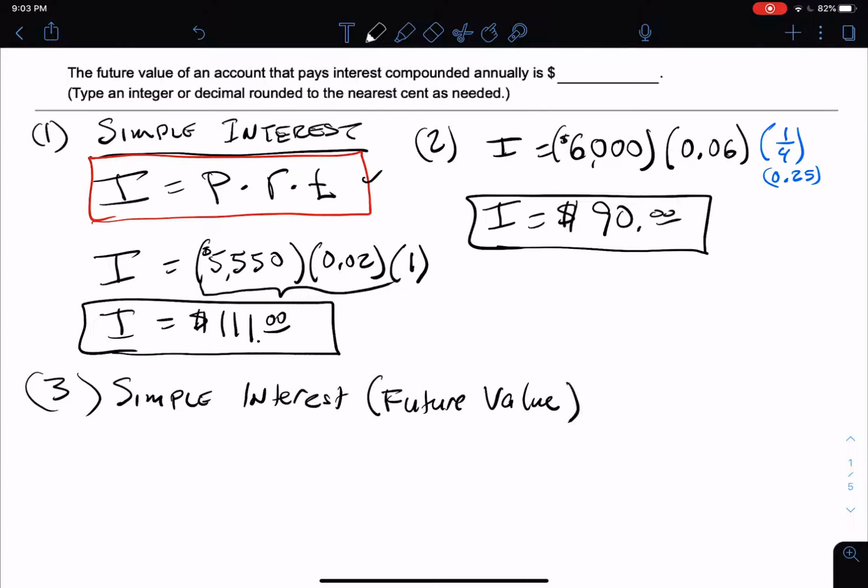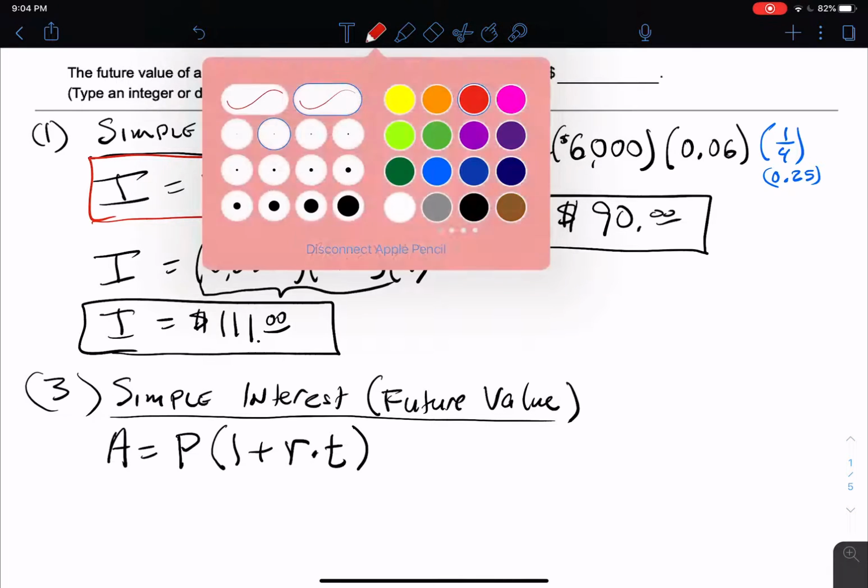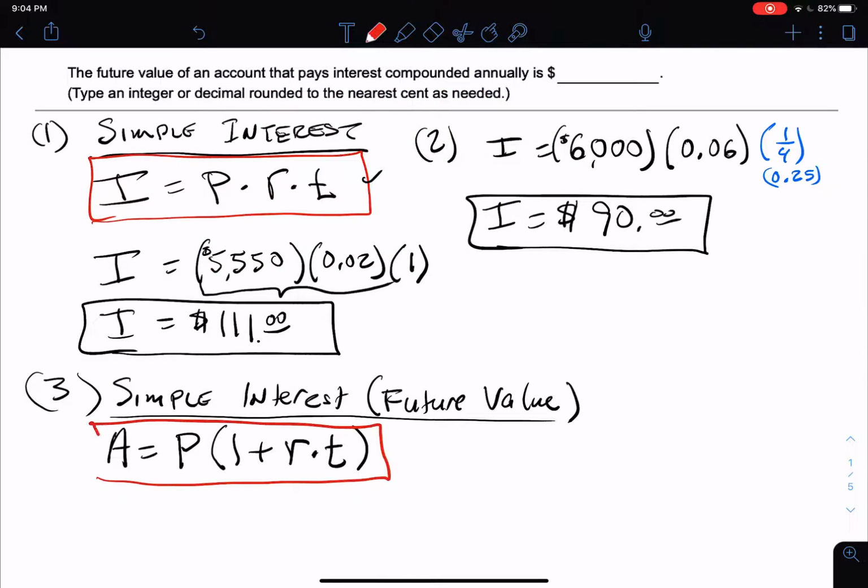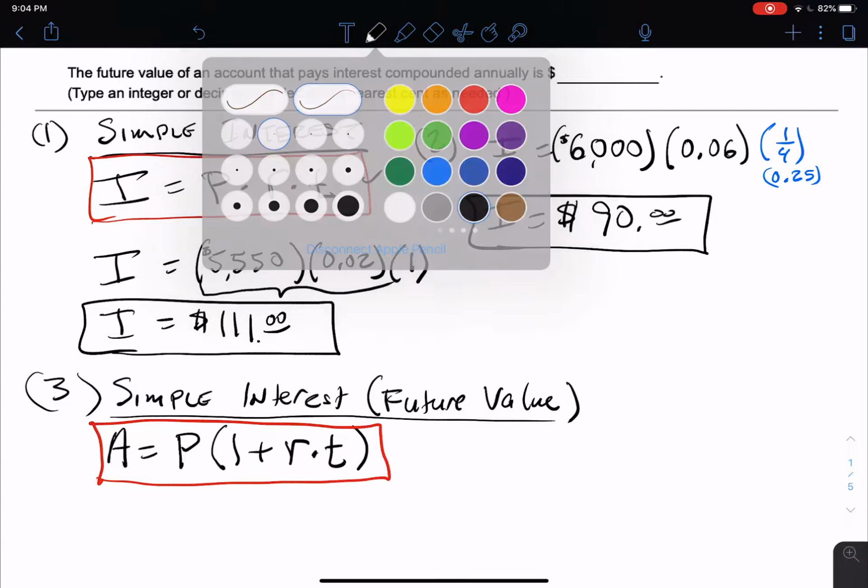So future value for simple interest is going to be the accumulation, or the amount that you gain in the bank account, equal to the principal, which is the starting amount, times 1 plus the interest rate times the time. Now our default is always going to be annually, and if it's anything different than that, they'd have to specify. Okay, so I'm going to put that in red so you can refer back to it as a formula. And let's do the problem.